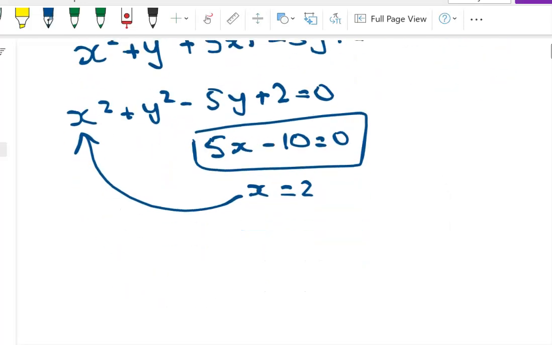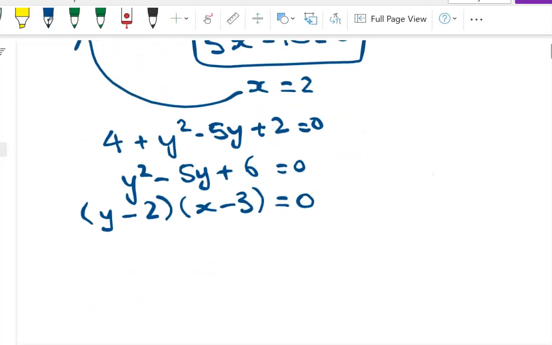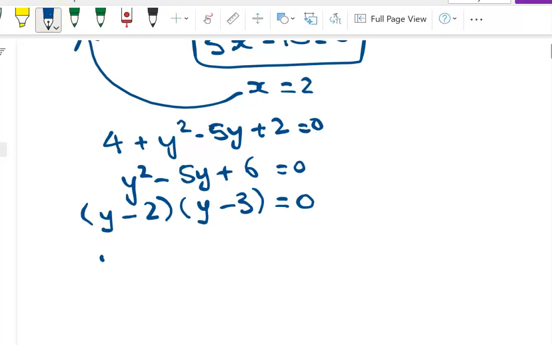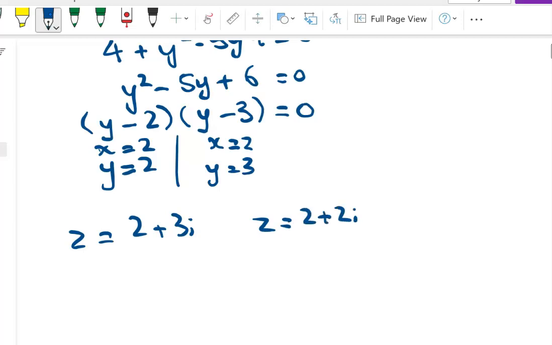And now we substitute this in here. We get 4 plus y squared minus 5y plus 2 equals 0. That gives me y squared minus 5y plus 6 equals 0. And a very nice, easily factorizable quadratic. Oops, and that should be a y and not an x. So y equals 2. So x equals 2, y equals 2, or we have x equals 2 and y equals 3. So the two complex numbers we've got that look like they'll satisfy this relationship are 2 plus 3i and 2 plus 2i. Now we can check that pretty easily.